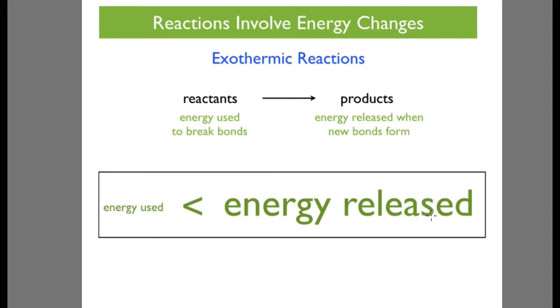Conversely, in exothermic reactions, we're going to use energy to break bonds in the reactants, and we're going to release energy as the bonds form. But if the energy released is greater than the energy used, then energy is released overall, and it's an exothermic reaction.